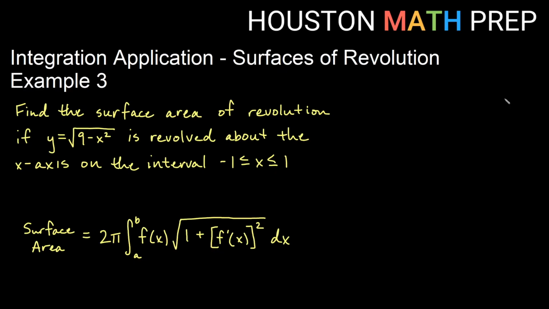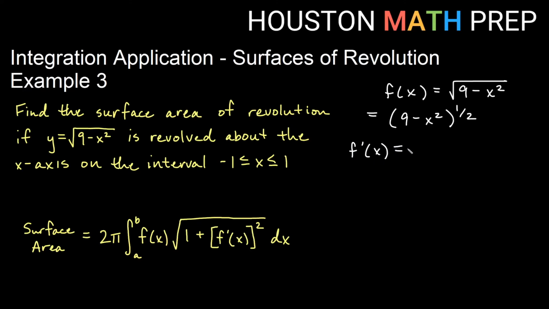So remember, the first thing we'll do is say what is the function that we're revolving. Here our function is the root of 9 minus x squared. And if we want to, we may think of this as 9 minus x squared to the 1/2. That might help us do the derivative because we'll need the derivative for our formula.